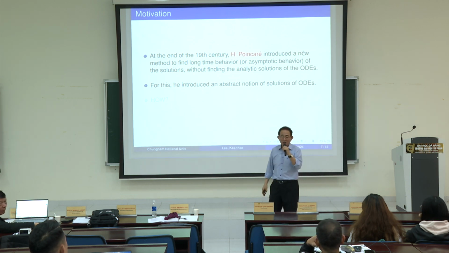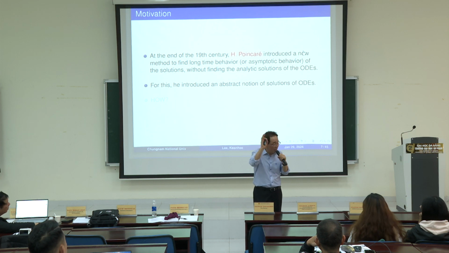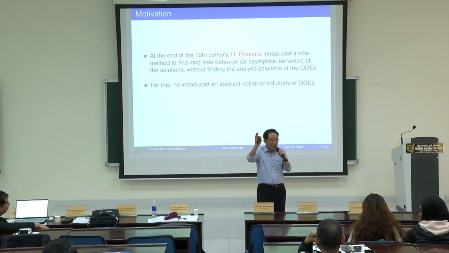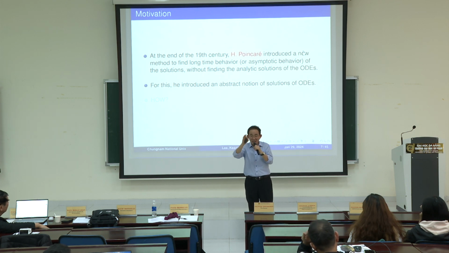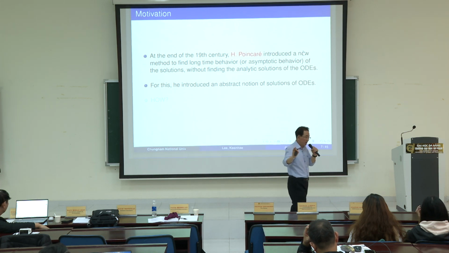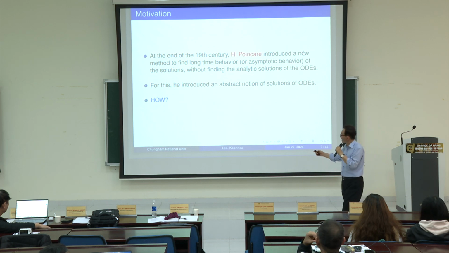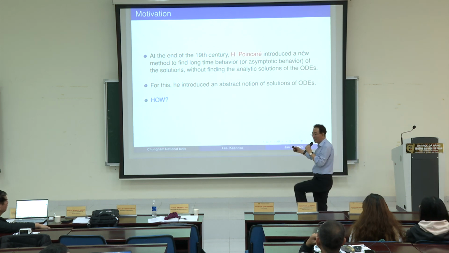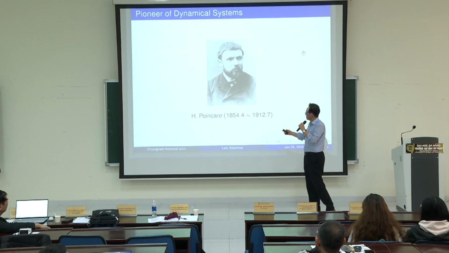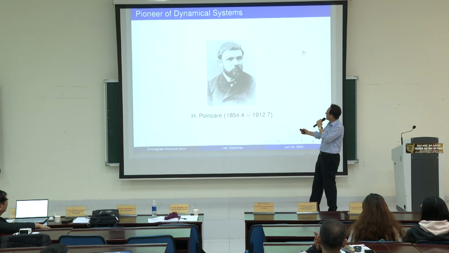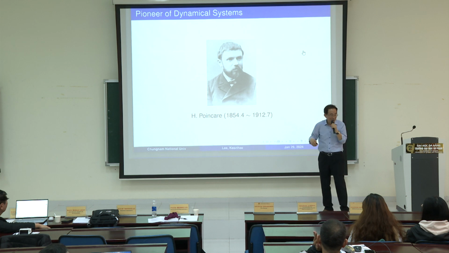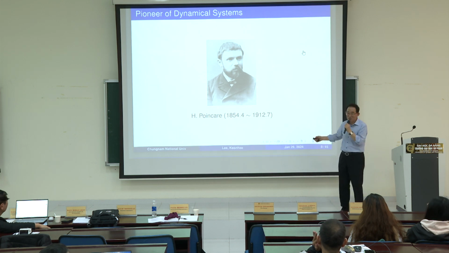Abstract notion is important. What is abstraction? I already explained. Two words characterize modern mathematics: generalization and abstraction. Abstraction of solution. Who? Poincare. How did he do it? This picture and the previous picture are different. This is a mathematician, the previous one is an artist. Same person.